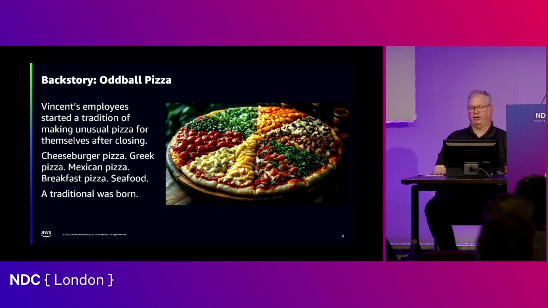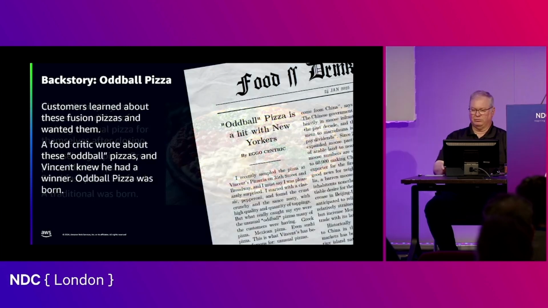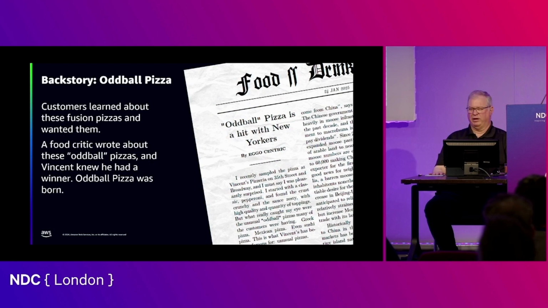Well, Vincent's employees started a tradition after closing of making unusual pizza every weekend. And some of them were pretty wild. Cheeseburger pizza, Greek pizza, Mexican pizza, breakfast pizza, seafood pizza, Oktoberfest pizza. Some of them were interesting, but some of them really, really worked, and it became a tradition. Well, customers heard about this, and they started demanding these fusion pizzas. And when a food critic wrote up about these oddball pizzas, Vincent knew he had a winner, and Oddball Pizza was born.